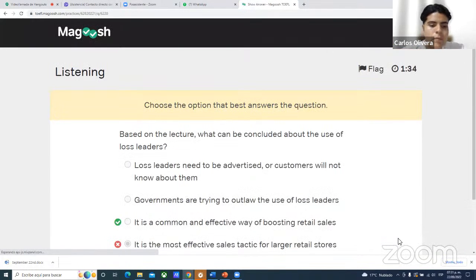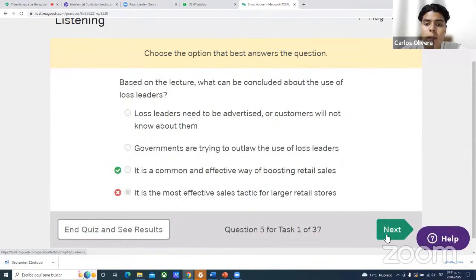Number 5, based on the lecture, what can be concluded? This is an inference question about the use of loss leaders. And what could be concluded is that it is a common and effective way of boosting retail sales. And this is true because there is one part in the lecture when the professor mentions, right, that by doing this, retail stores are able to increase their earnings.